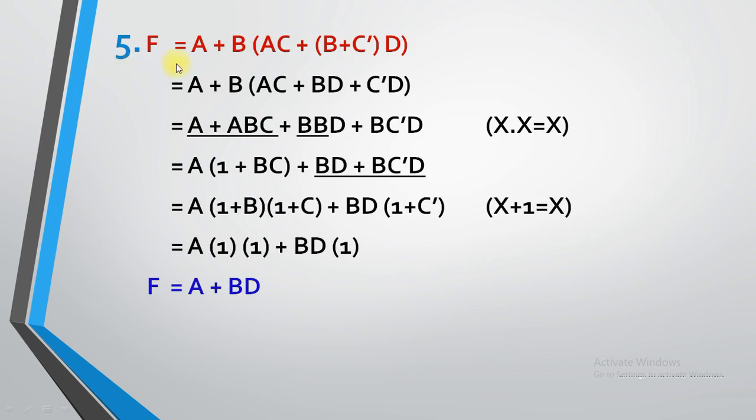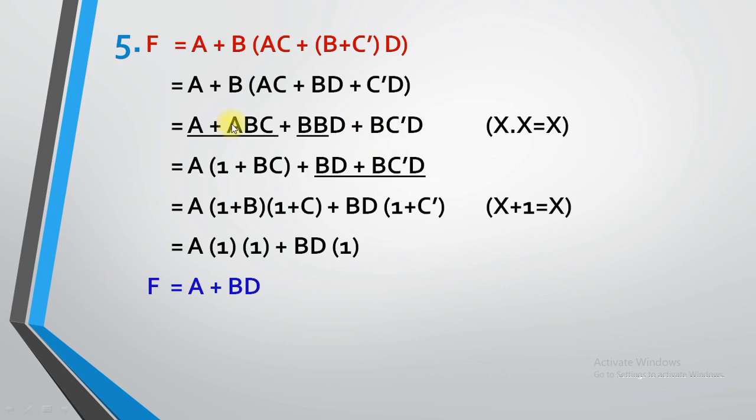Next is F equals A plus B into bracket AC plus bracket B plus C dash D. So first of all, multiply the variable D with this particular term. So it becomes BD plus C dash D. Now again multiply the B variable with this particular term, which becomes ABC plus BBD plus BC dash D. BBD means X into X is replaced by the single one. So BD plus BC dash D as it is.